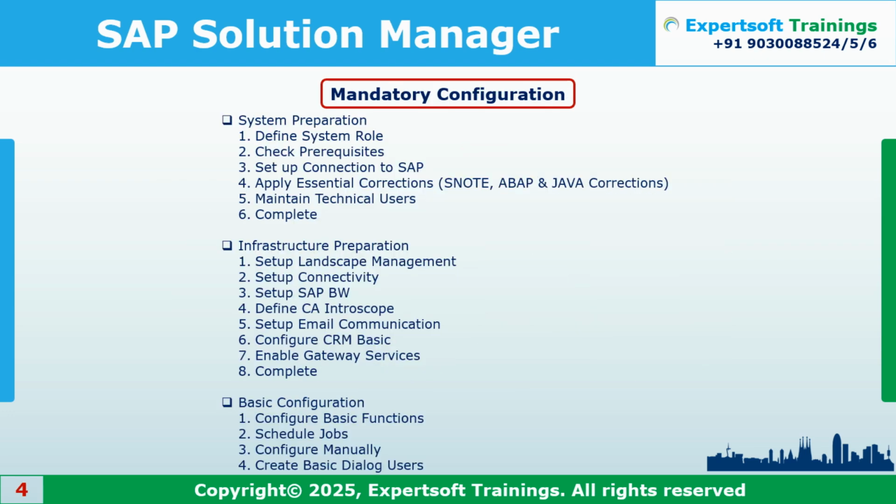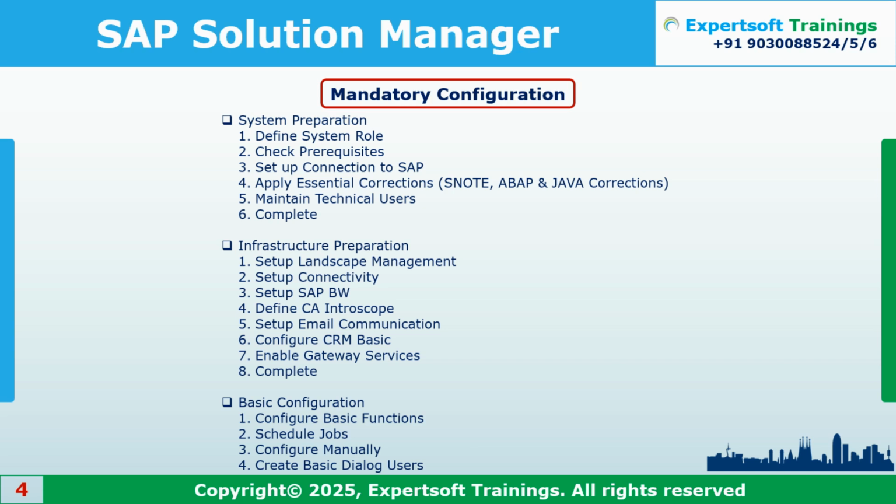The first functionality is mandatory configuration. What is this mandatory configuration? Mandatory configuration contains system preparation, infrastructure preparation, and basic configuration. These three are mandatory configuration. Why are these called mandatory configuration? Once the Solution Manager system is installed, we need to do the post-installation checks. These are the post-installation activities: system preparation, infrastructure preparation, and basic configuration, which is in the next slide.